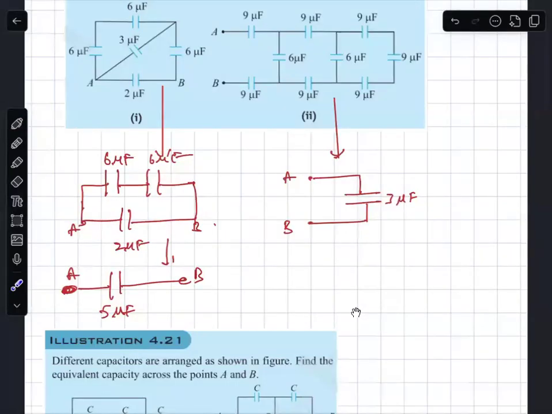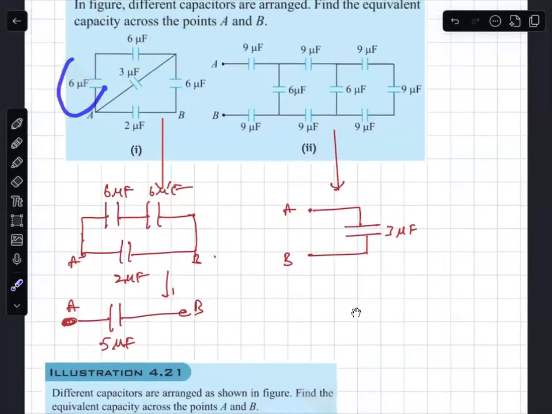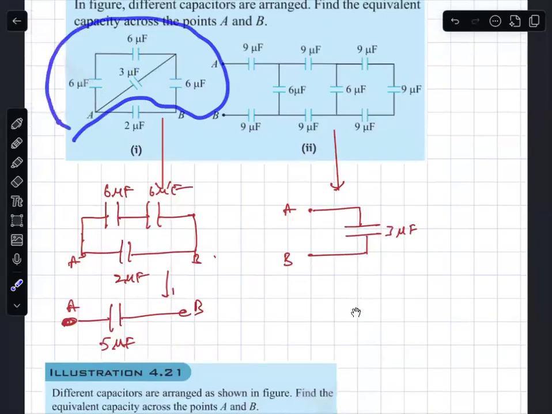Whereas you do the same problem here. 6, 6 series, 3. 3, 3 parallel, 6. Now this entire thing is 6 plus again 6 in series, 3. So the entire upper portion is 3 microfarad. That is in parallel with 2 microfarad. So total capacity is 5 microfarad. Any confusion in this? Very clear?